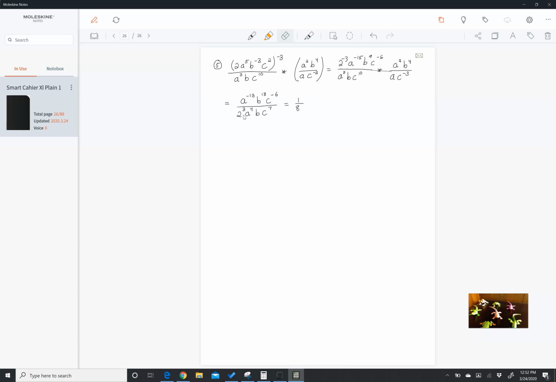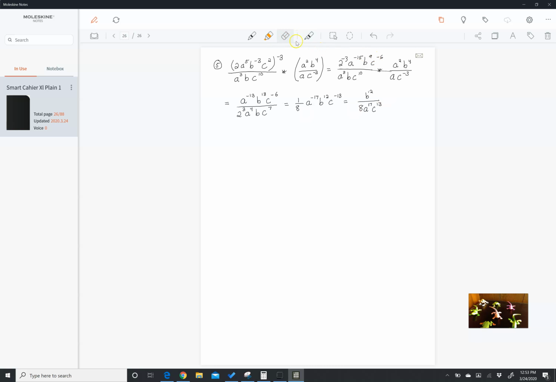That comes from the 2 to the 3rd. Negative 13 minus 4 is negative 17. 13 minus 1 is 12. And negative 6 minus 7 is negative 13. And now our last step is to get rid of the negative exponents. The a to the 17th can move to the bottom with the 8, and so can the c to the negative 13th. So we have b to the 12th, then we have 8, a to the 17, c to the 13.